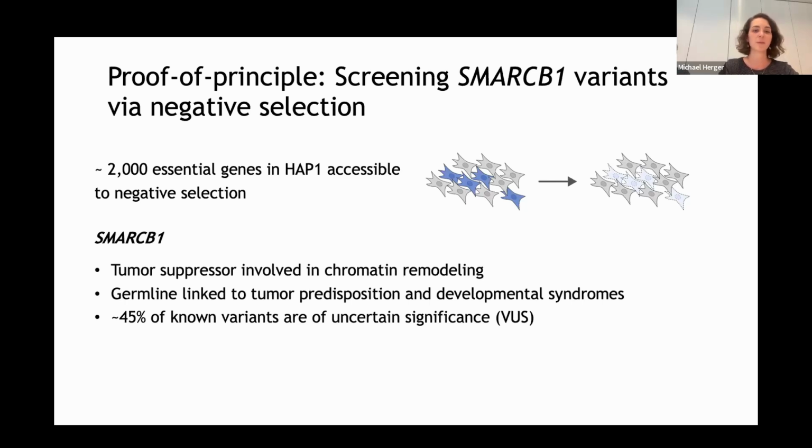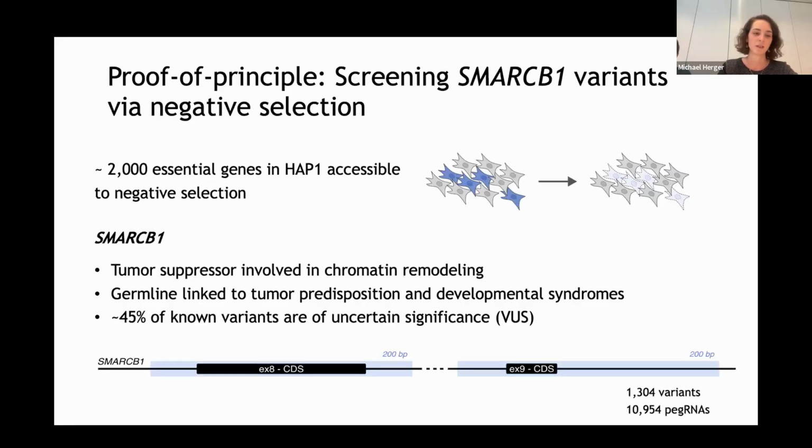The gene we chose was SMARCB1. This is a chromatin remodeler implicated in the development of different diseases, including tumor predisposition syndrome as well as developmental syndromes. It is commonly sequenced in the clinic, and currently about 45% of the known variants are of uncertain significance, such that functional data could be immediately valuable. The variants we selected for this experiment were all of the possible point mutations across two exons, 8 and 9, which were located at the C-terminal domain. In total, these were more than 1,300 variants.